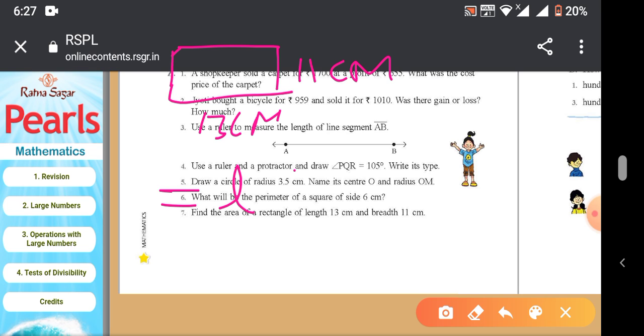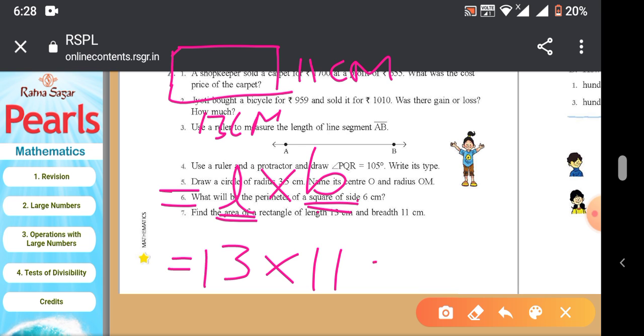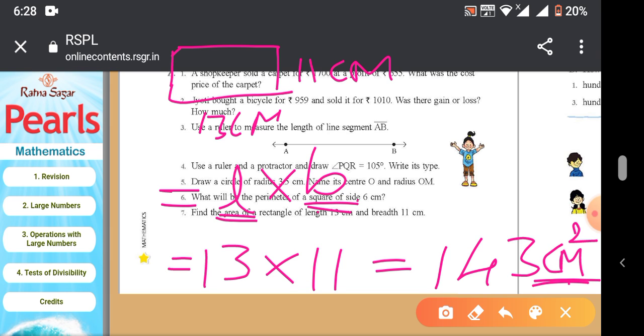Okay, so the area of the rectangle is equal to, to find this area of a rectangle, there is a formula, that is L into B, that means length into breadth, that is equal to, length is 13, breadth is 11, that is equal to 143 centimeter square. So centimeter square is a unit for area.